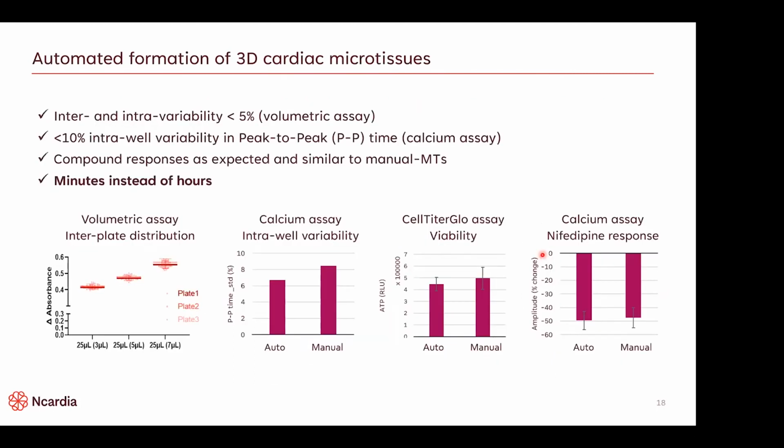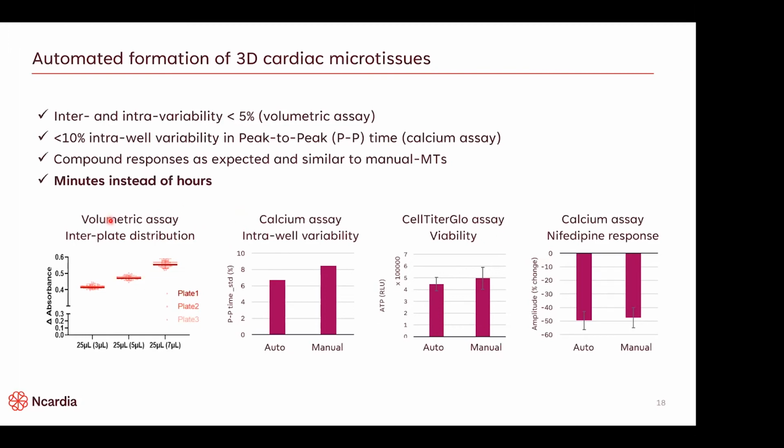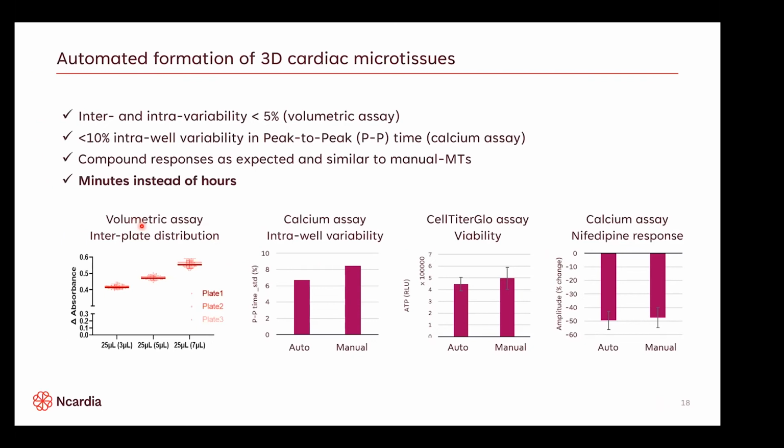And then the final slide, I would like to show you just some results where we show the similarities between the manually seeded microtissues compared to the automated microtissues, because of course we would like to be sure that the robot is making exactly the same kind of microtissues of same quality. So we did a volumetric assay where we show an inter and intra variability of volume that is below 5%. And if we use the microtissues in a calcium assay, we see that the intra-assay variability of both is below 10%, and the automatic microtissues showed an even lower variability compared to the manually seeded ones.